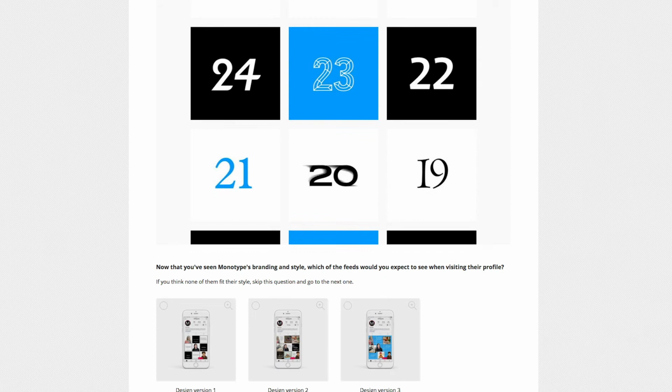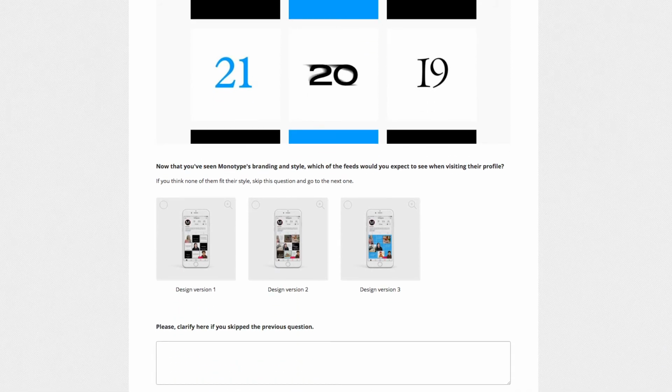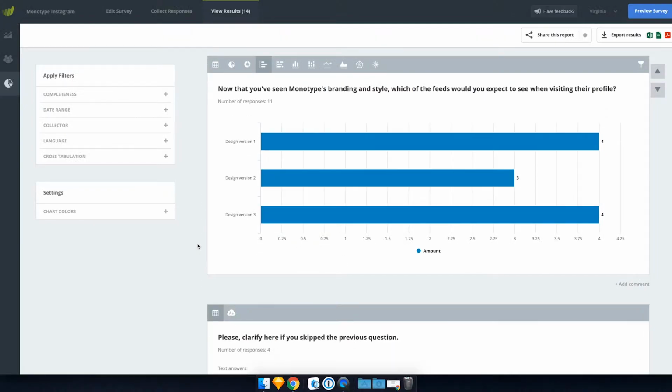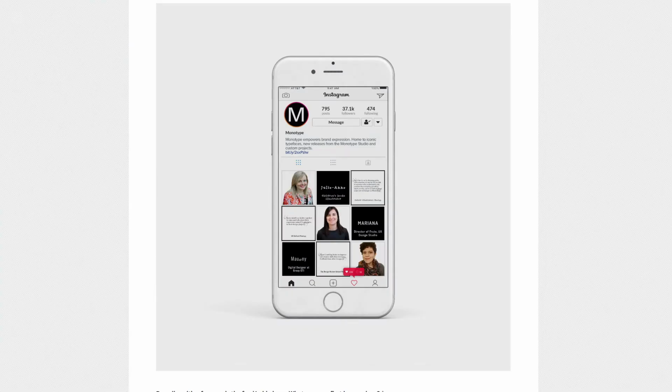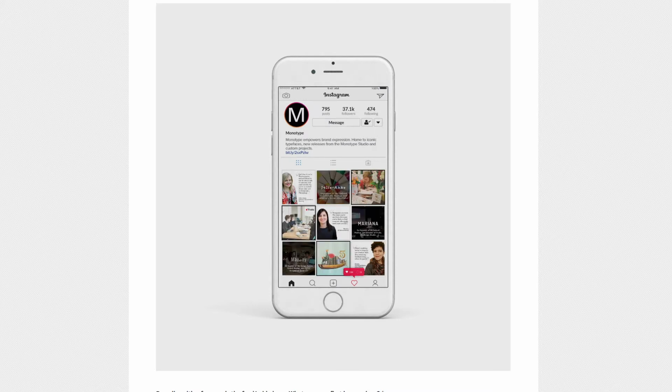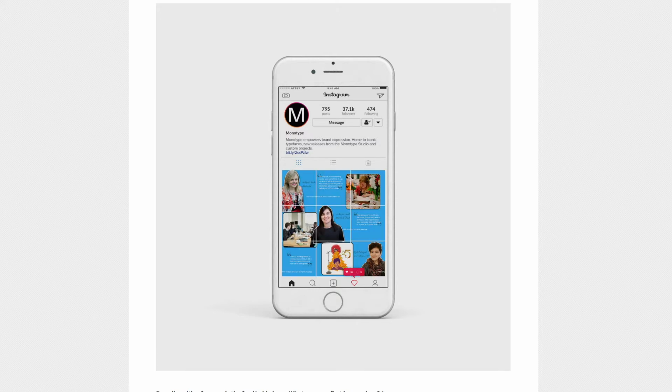Then I have shown them the current Monotype's Instagram feed, because at the end of the day, this idea has to fit the branding that they have already. The results are quite similar, so it's 4, 3, and 4. So the first version, I think, is because it looks more minimal and more typographic based. The second version hasn't been as popular, although I think it's the one, from my opinion, that works better as a middle point between 1 and 3. And then the final one has gotten a 4 as well.